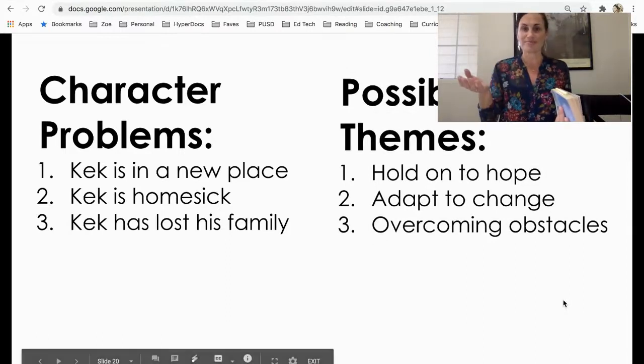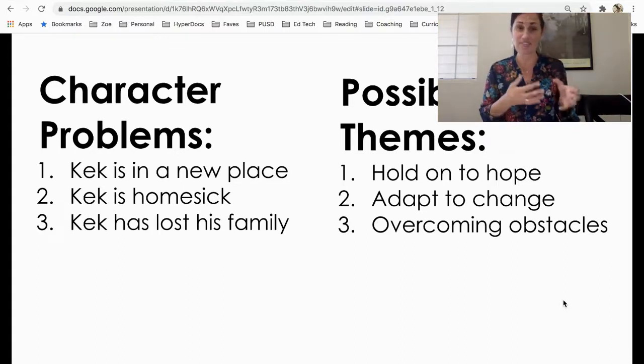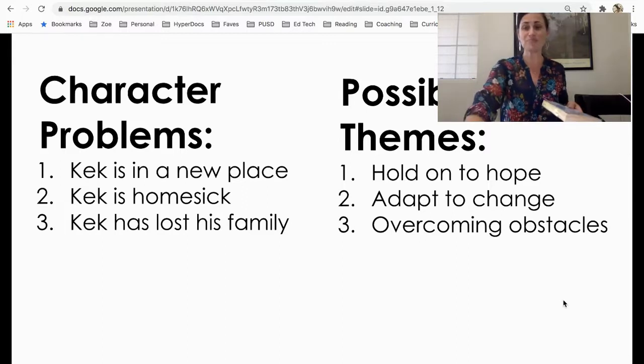So I've realized that Kek is kind of forwarding this theme of how to hold on to hope. His feeling of homesick is helping me understand that sometimes we have to adapt to change. That's a big one for me. And then the third one is kind of helping me understand how we can overcome obstacles in our lives. So he's really going through that. And I think these are 3 possible themes that I could continue to collect information on.